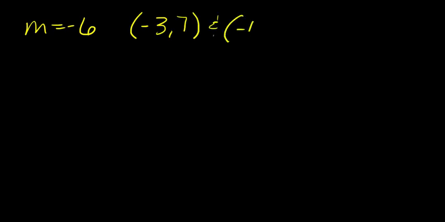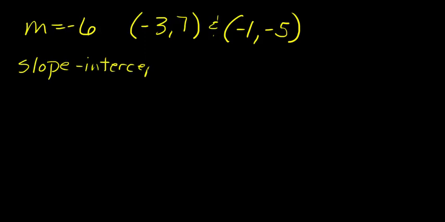We now need to take our slope of negative 6 and our 2 points, which were negative 3, 7 and negative 1, negative 5, and write the equation of a line. We have two different ways we can do this. One way is to use our slope-intercept form. And remember that says y equals mx plus b.